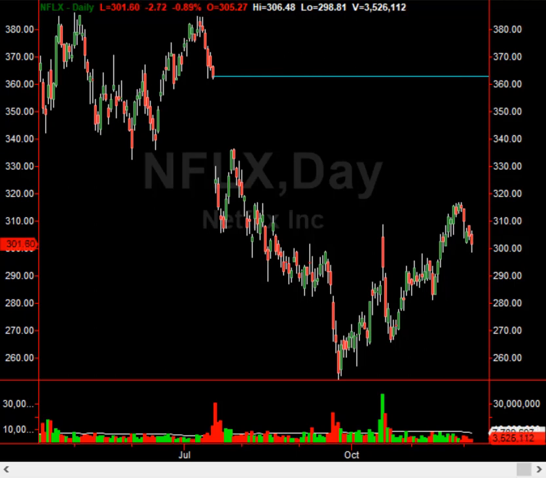Gaps oftentimes are support or resistance. In fact, they always are. The bigger the better, I find. So this gap on Netflix is monstrous. When you get back to this level, there will be a huge amount of resistance. There will be a huge amount of selling.